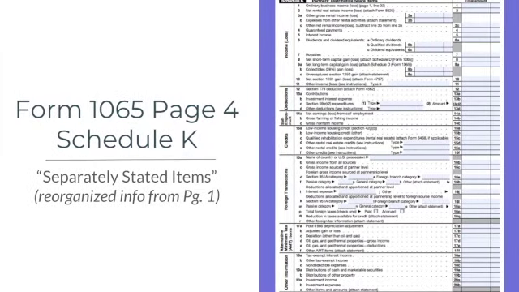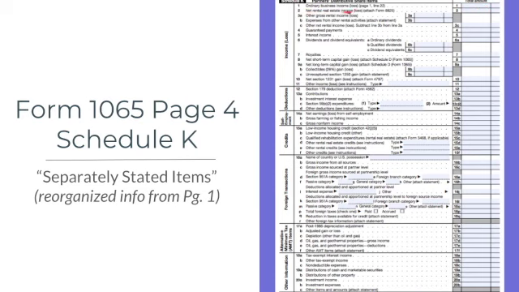So this is page 4, and this page has some various reported items. You can see all of these look familiar. Self-employment income. This is the ordinary business income loss from page 1 that's reported right here in line 1.